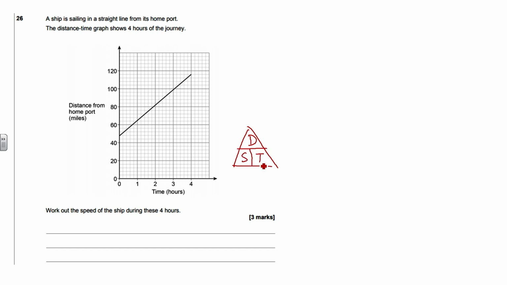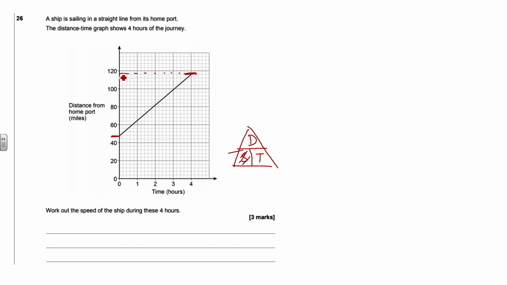So to work out the speed of the ship, I cover up the speed: distance divided by time. So how far does this ship travel? Well, if we look here and look here, we can work out how far it was from home port when it started, and how far it was when it finished.